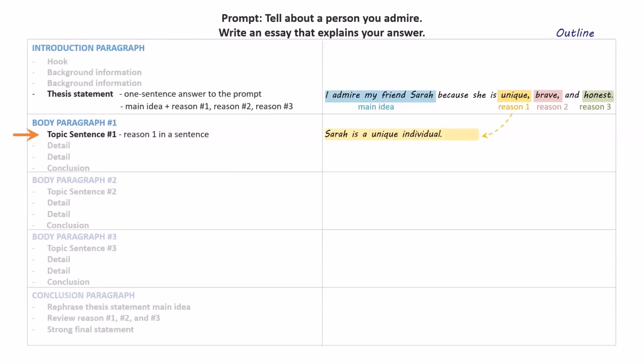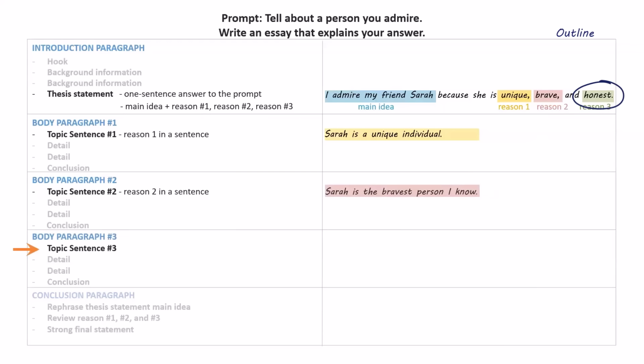Let's continue with reason 2 and body paragraph 2. Reason 2 why I admire my friend Sarah is that she's brave. Let's turn that reason into the topic sentence for body paragraph 2. Sarah is the bravest person I know. And now for reason 3. Let's turn reason 3 into the topic sentence for body paragraph 3. Sarah is an honest person.